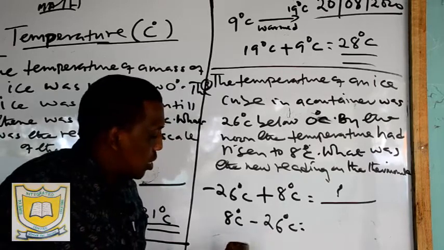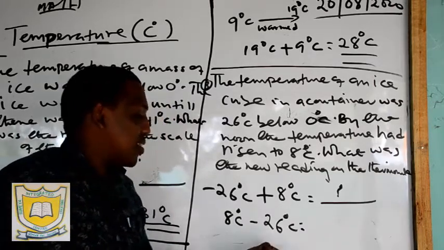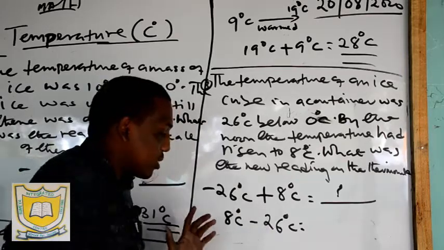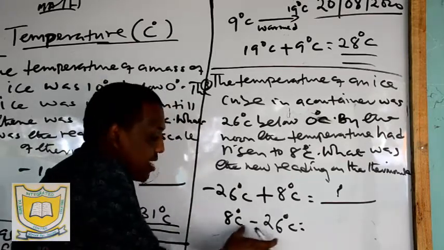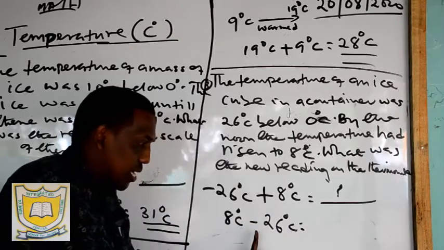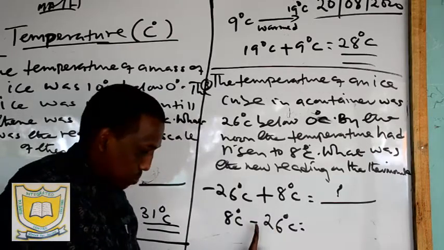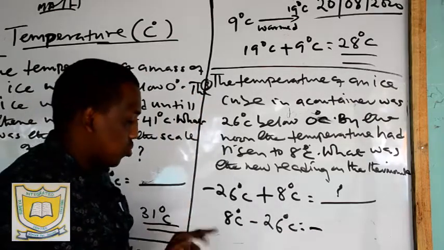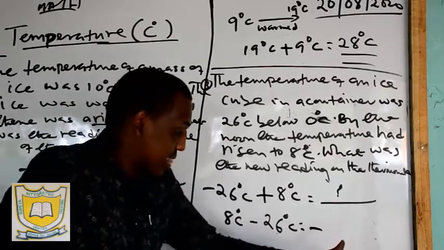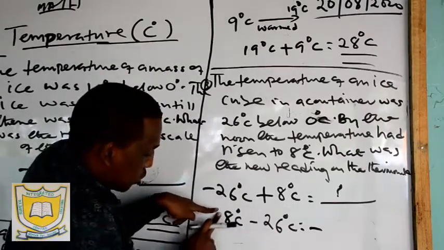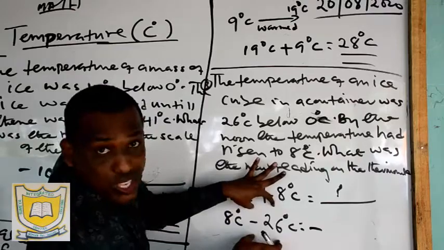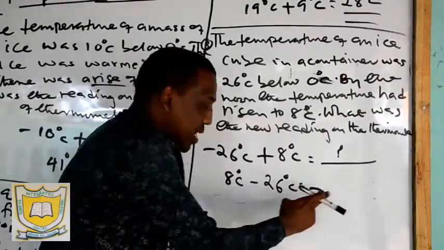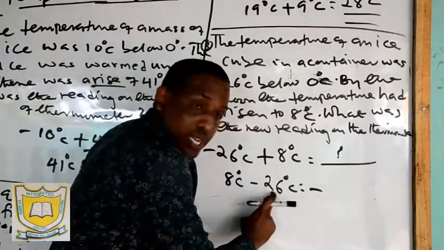Now what you do, 26 and 8, which one is greater? 26 is greater. First thing you check which number is bigger. Once 26 is bigger, the sign of 26 is minus. So you first write the sign of the bigger number. 8 is plus, when a number is alone it is plus. This negative belongs to this 26. So you first write the sign of the bigger number, which is minus.